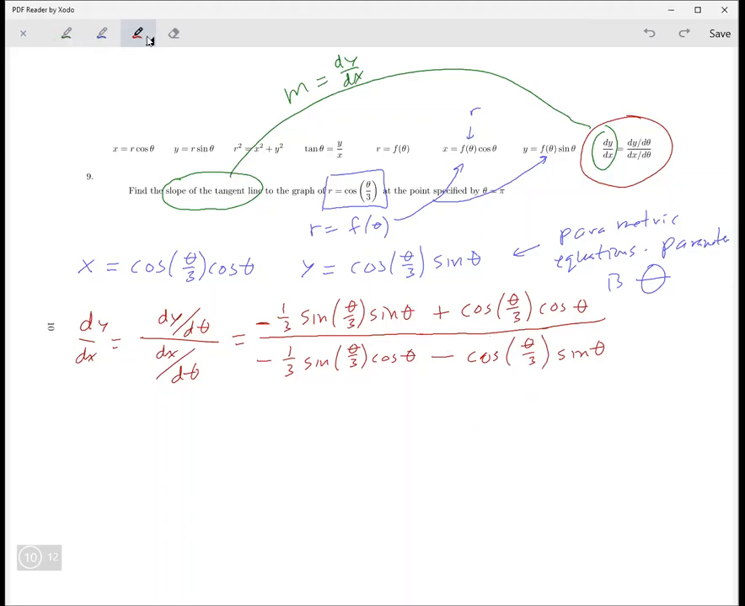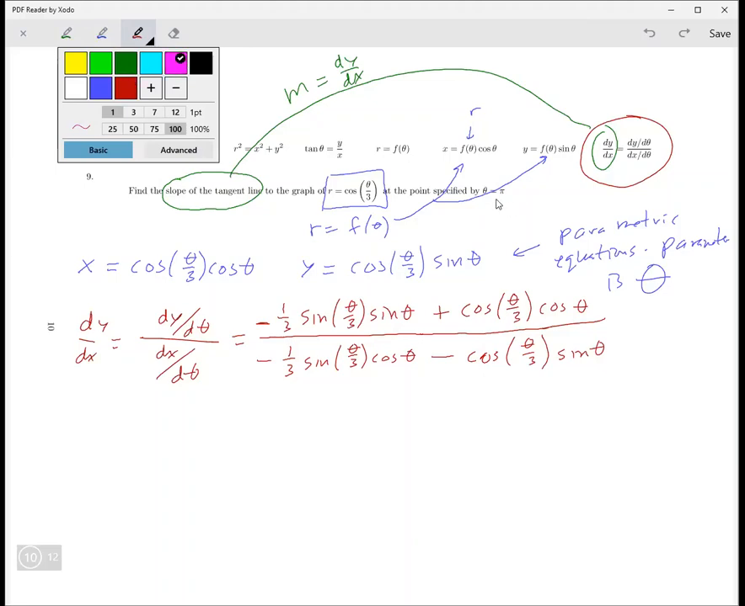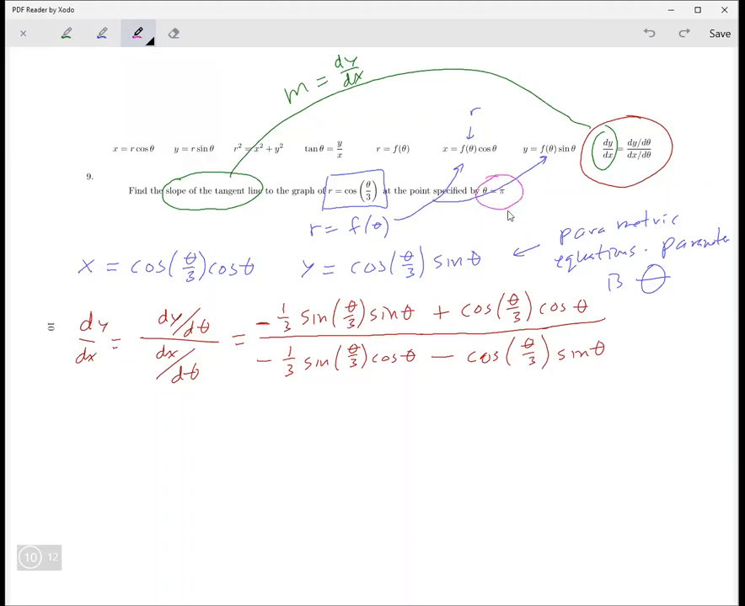And finally, they got this part right here. Okay, you want the slope at the point specified by theta equals pi. Theta equals pi. Okay, so dy dx at theta equals pi would be, just plug pi in here.